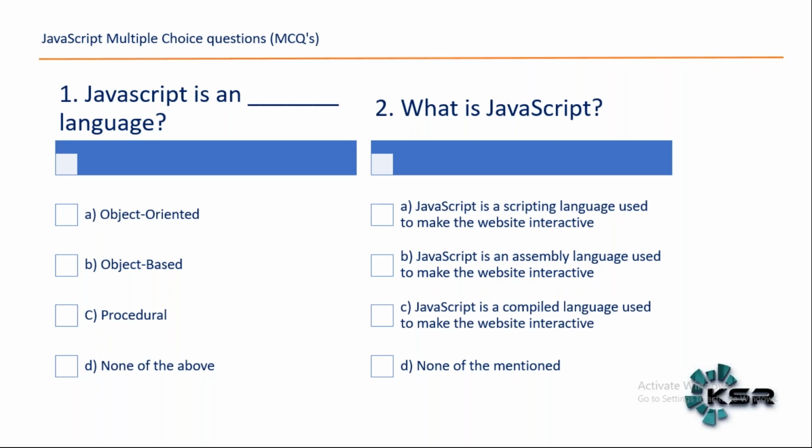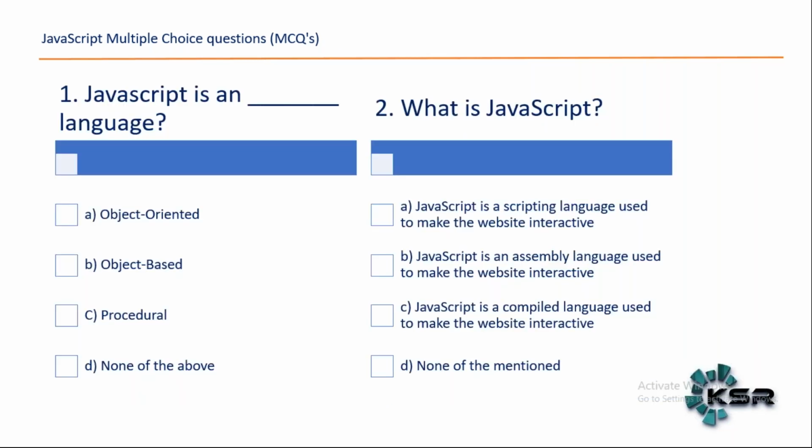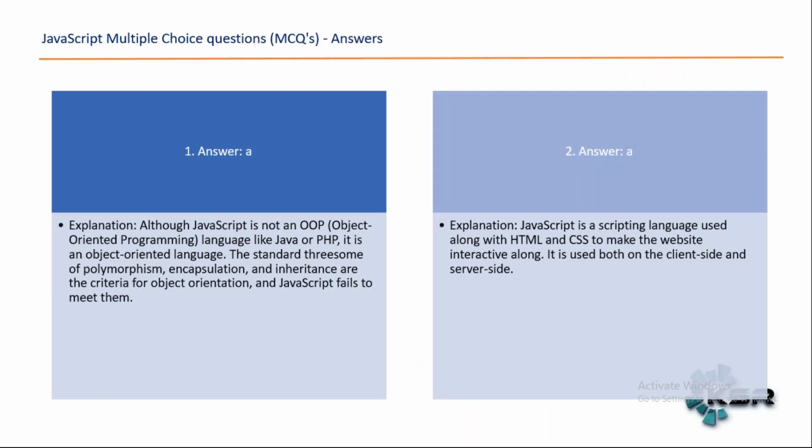Okay, it's time. Let us see the answer. The first question: JavaScript is a dash language. Yes, you're correct. It is an object-oriented programming language like Java or PHP. What is the next question? What is JavaScript? Is it a scripting language, assembly language, or compiled language? Let's see the answer. Yes, you are correct. It is a scripting language. You can use it along with HTML and CSS to create an interactive web page.